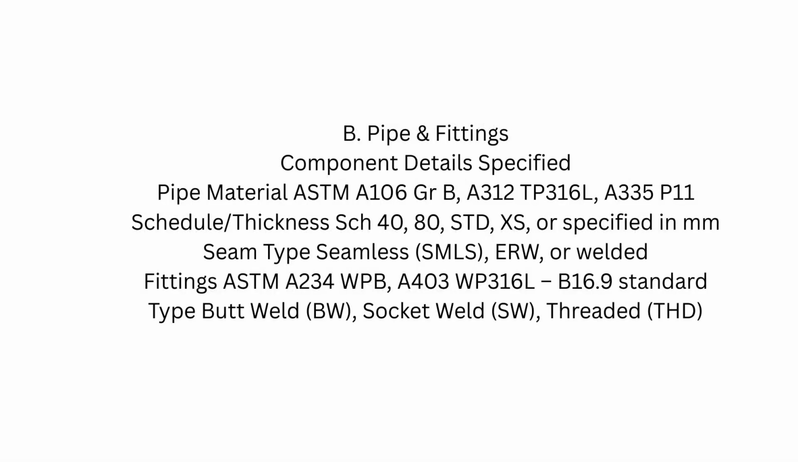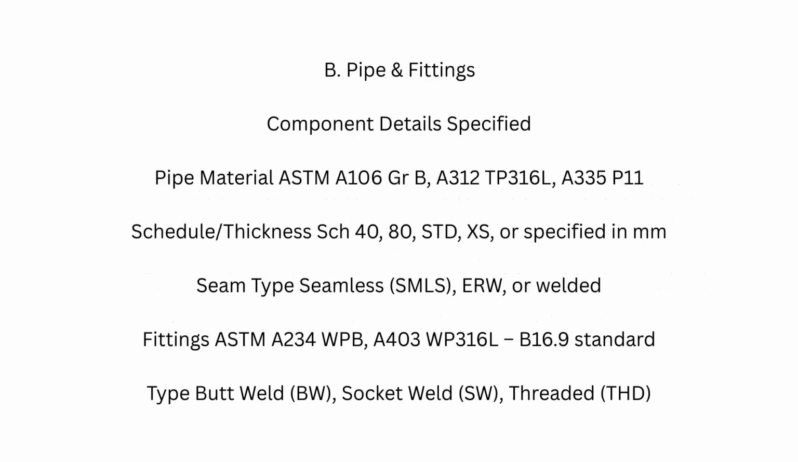Pipe and fittings, component details specified. Pipe material: ASTM A106 Gr.B, A312 TP316L, A335 P11. Schedule thickness: 40, 80, XS, or specified in MED. Seam type: seamless, ERW or welded. Fittings: ASTM A234 WPB, A403 WP316, B16.9 standard. Type: butt weld, socket weld, threaded THD.